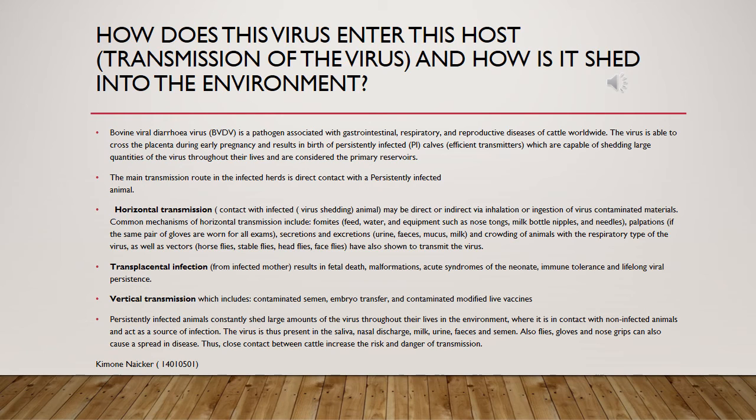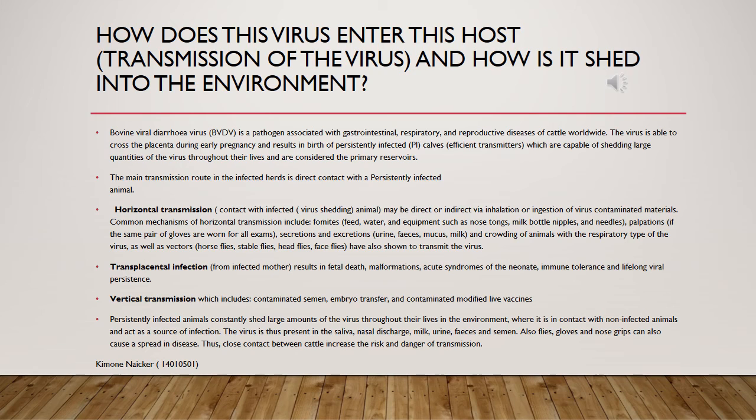There are also other methods, which are transplacental infection, which is from an infected mother resulting in fetal death, malformations, acute syndromes of the neonate, and immune tolerance and lifelong viral persistence. There's also vertical transmission, which includes contaminated semen, embryo transfer, and contaminated modified live vaccines.